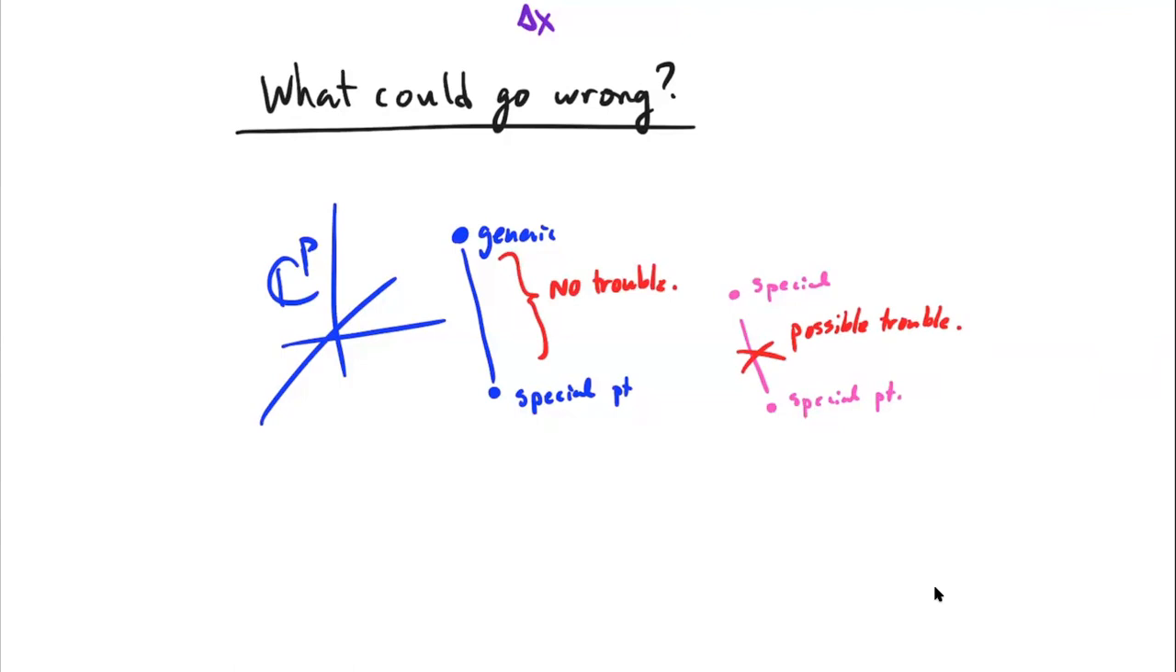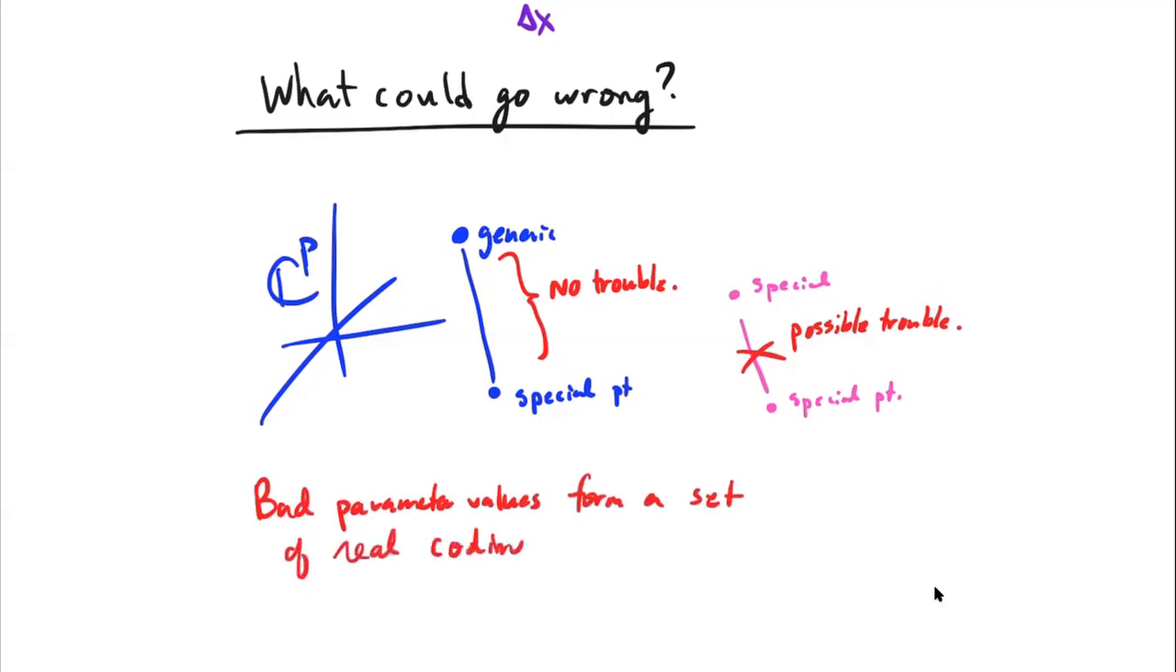because within this parameter space, which could also be something more general like a quasi-projective algebraic set, within that parameter space, the parameter values which would cause issues, so bad parameter values, form a set of real codimension 2.